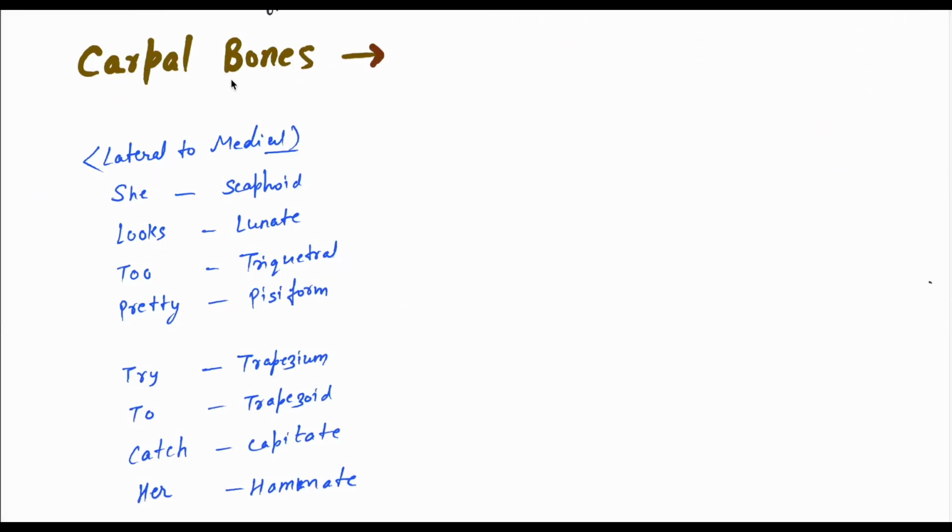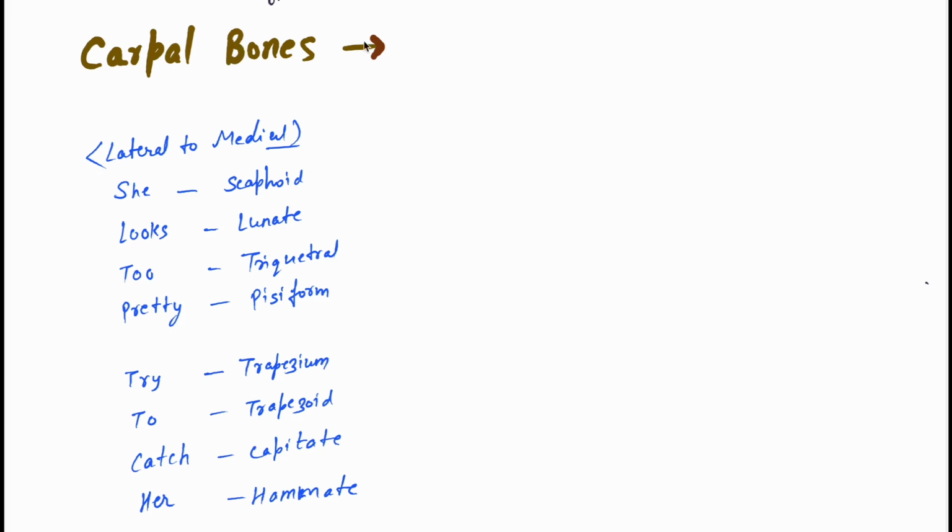We have the carpal bones. We already told how many there are: 8 in number. They are arranged in two rows, the proximal row and the distal row. So we can say this one is our proximal row, and we have another one, the distal row. Proximal means near to the joint, but distal means away from the joint.